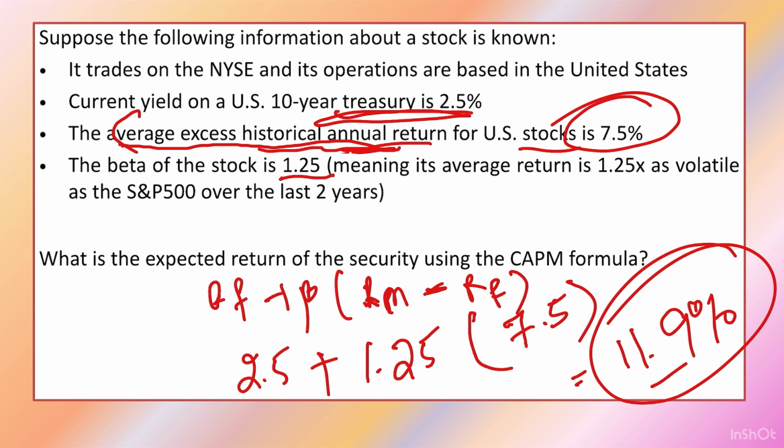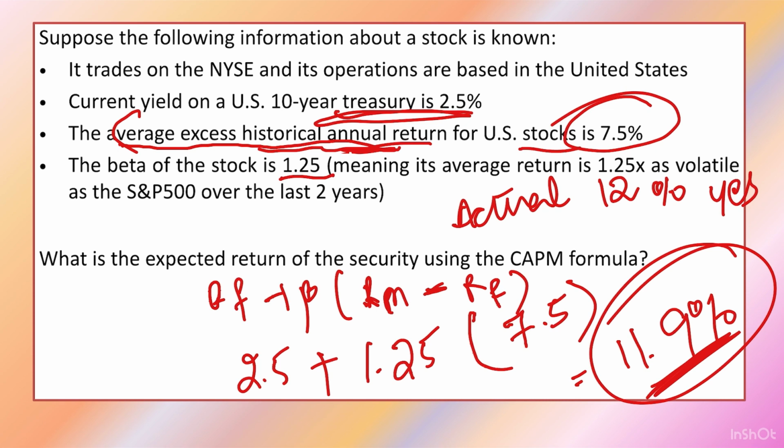Now if I compare this with my actual returns, say my actual return was 12%. Was it good or not? Yes, it was good. However, if my actual return was say 10%, then it was not good because I expected more. However, actually I received less. So in this case, what will I do? I will evaluate my security again, right?